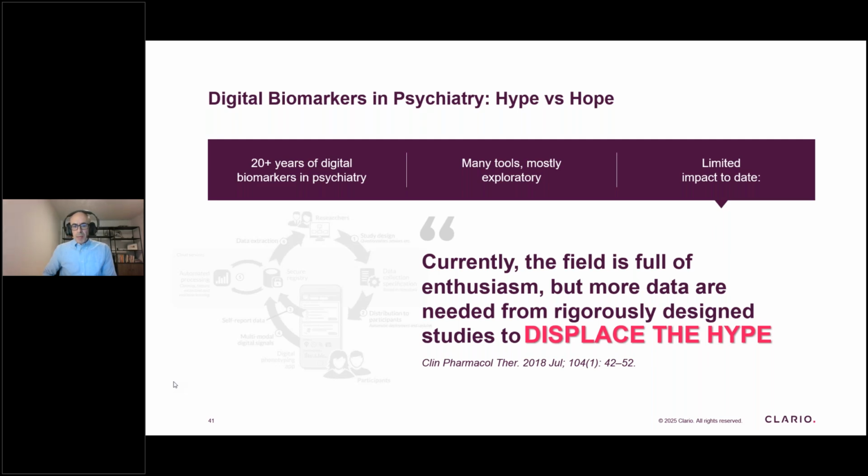There's a nice quote from a paper back in 2018 that I've cited here that I think still merits consideration, and it quite simply says the field's full of enthusiasm, but we need more data and rigorously designed studies to displace the hype. So, in the work that we've done at Clario, this has been our North Star. This has been our guiding principle in psychiatry. And I'm going to talk to you a little bit today about how we're trying to move beyond exploratory and move from hype to something more meaningful. Can we go to the next slide?